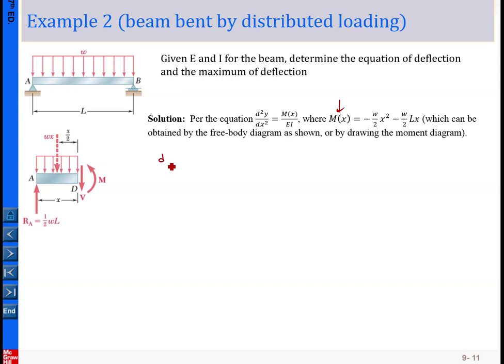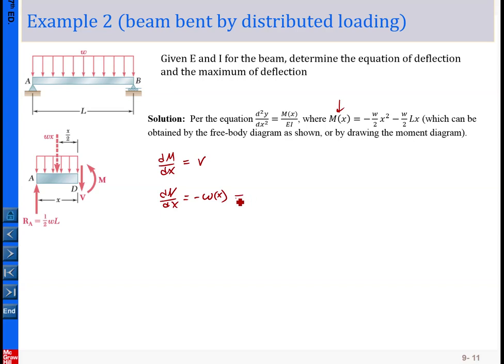We have the equation. Let me think about. Okay, so we have dM/dx equal to V. And then here we have dV/dx equal to minus omega, and that is the equation for relating the distributed loading to the shear. So maybe this way we can apply this one here.